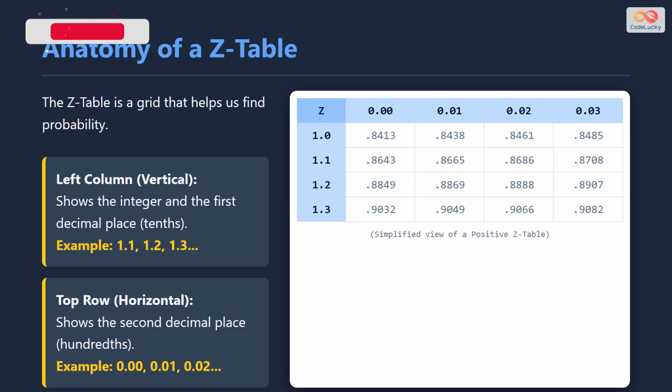Now let's look at the table itself. It might look like a wall of numbers, but it's organized very simply. The leftmost column shows the integer and the first decimal place of your z-score. The top row shows the second decimal place. The numbers inside the grid are the probabilities or areas.